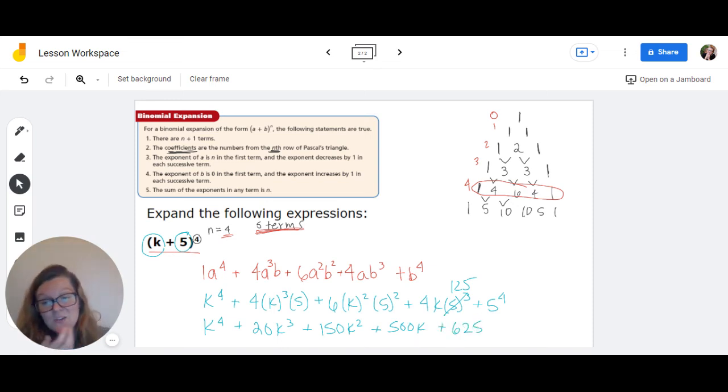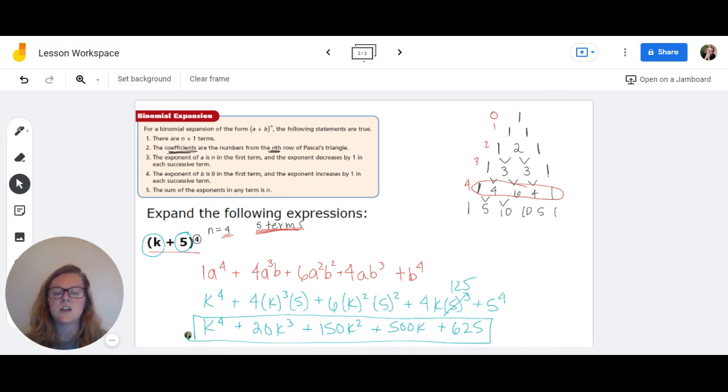Okay, so I know that's not super simple, but it is a lot faster than multiplying K plus 5 to the 4th 4 different times. So that is your final answer. Again, make sure it's in standard form. It'll always be in standard form because of the way Pascal's triangle works. But again, that is Pascal's triangle in a nutshell.